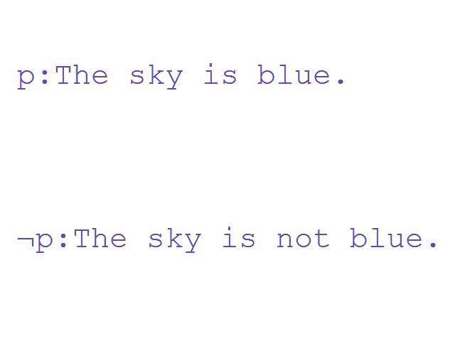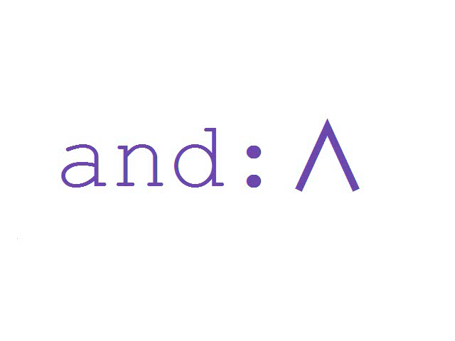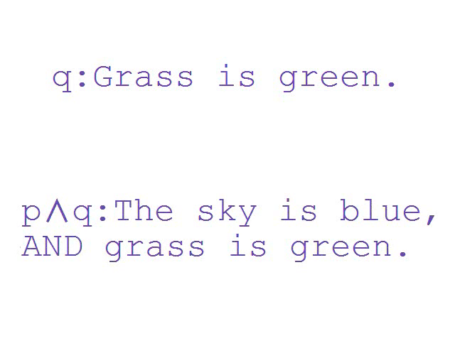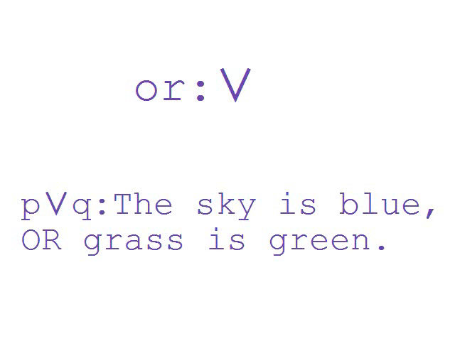So if we take the statement P to mean the sky is blue, then dash P, or not P, would mean the sky is not blue. Then we have the conjunction, which means and is represented by a wedge. If we take Q to mean grass is green, then P wedge Q would mean the sky is blue and grass is green. There's also disjunction, which connotes or, and is represented by a capital V. So P capital V Q would mean the sky is blue or grass is green.